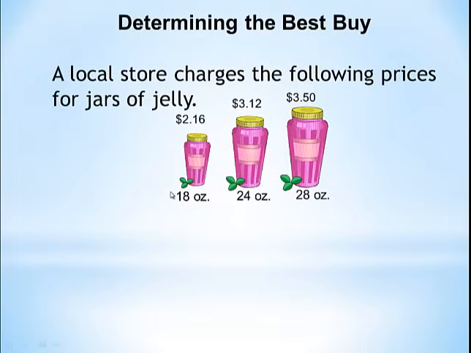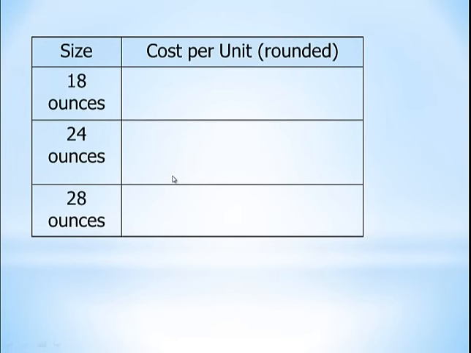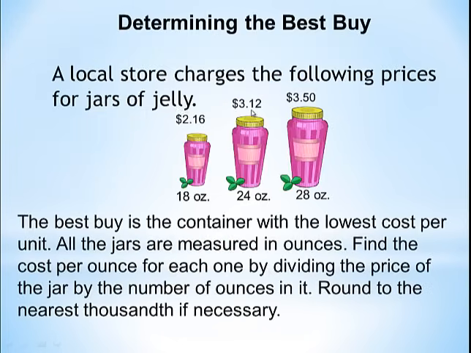Okay, determining the best buy, I would want to do 216 divided by 18, 312 divided by 24, and 350 divided by 28. And that would give me the price per ounce on each one of them. Sometimes you have to round them out to the thousandths if necessary. So what I want you to do is hit pause and find the unit price for each one of these items.